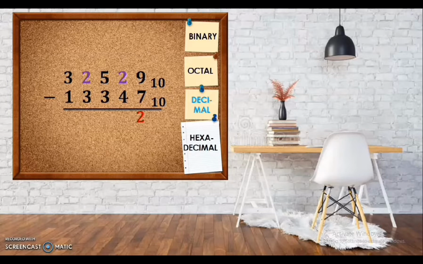That's why we borrow one from the 5. Then 10 is added to the 2 and we combine them. 10 plus 2 is equal to 12. Why do we add 10? Because we are in base 10. Next, since the 5 was reduced by one, it becomes 4. And this is what we subtract by the denominator. 4 minus 3 is 1.